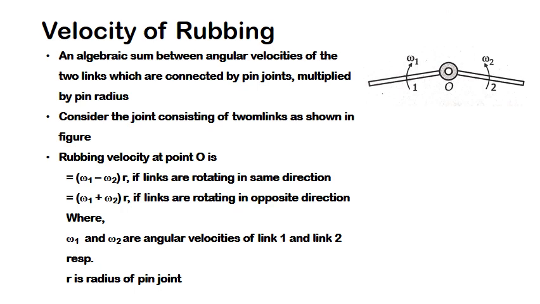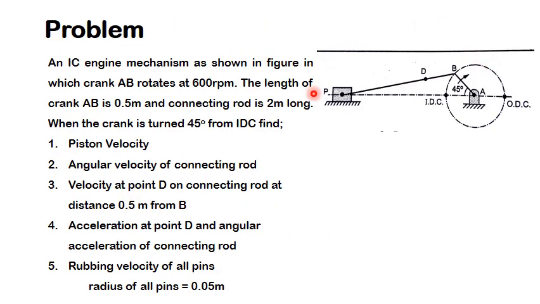Now let us solve a problem based on the slider crank mechanism. This is an IC engine mechanism which consists of a crank AB, connecting rod BP, and slider P. The crank AB length is given, which is 0.5 meter, and the connecting rod BP length is 2 meter. The angle of orientation of AB is also given, which is 45 degrees, and the rotational speed of the crank AB is 600 rotations per minute. It has been mentioned in the problem statement that the crank is turned 45 degrees from IDC.